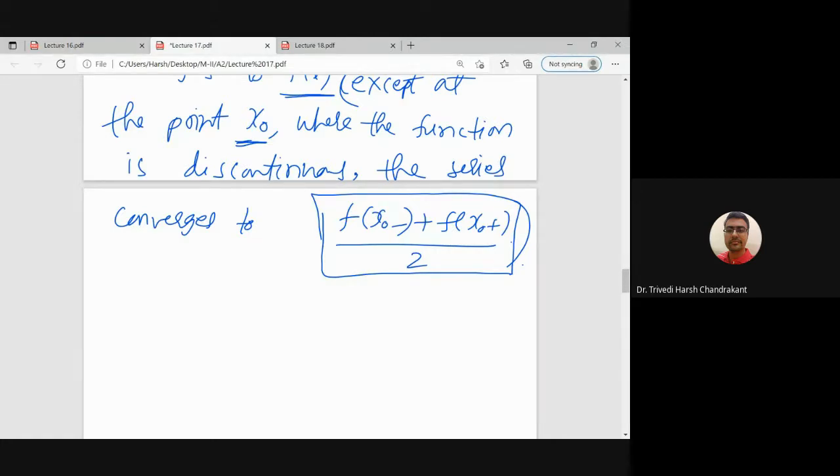So let us see the application of this theorem. First, we shall find the Fourier series of a function, and then we'll see for certain points what will be the sum of the series.